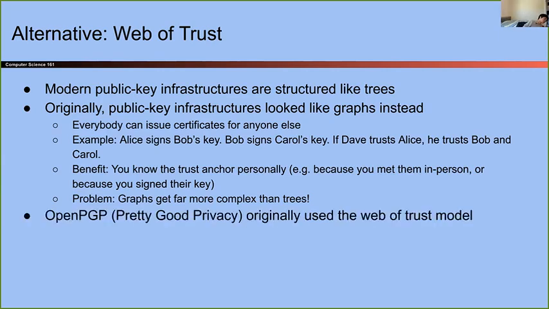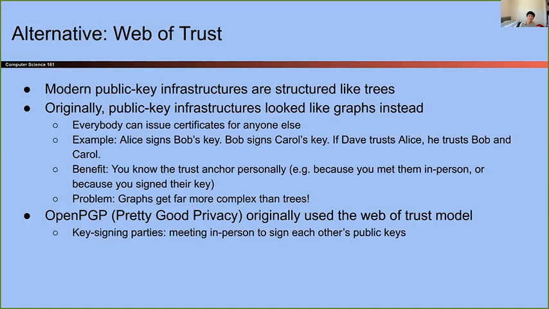OpenPGP, where PGP stands for pretty good privacy, which I love because someone decided that this protocol should just be called pretty good privacy, originally used the web of trust model. There used to be these things called key signing parties where, let's call them nerds, would meet in person. And instead of partying with alcohol or games or anything, they would meet in person for the purpose of signing each other's public keys. This quickly proved to be a disaster.